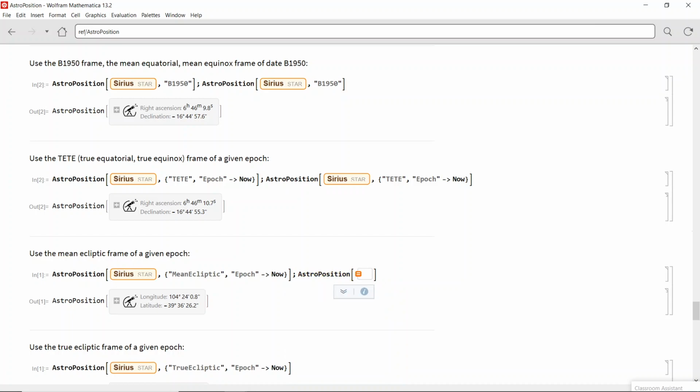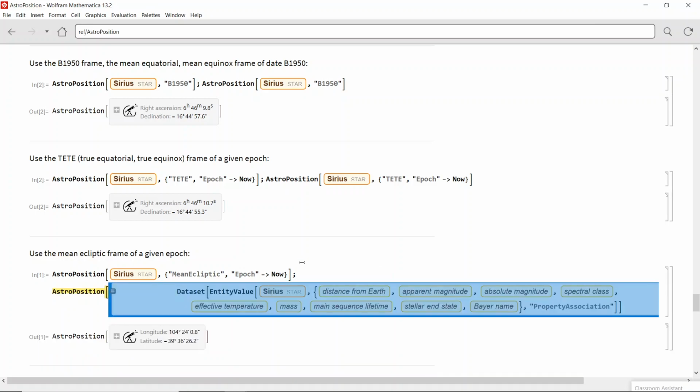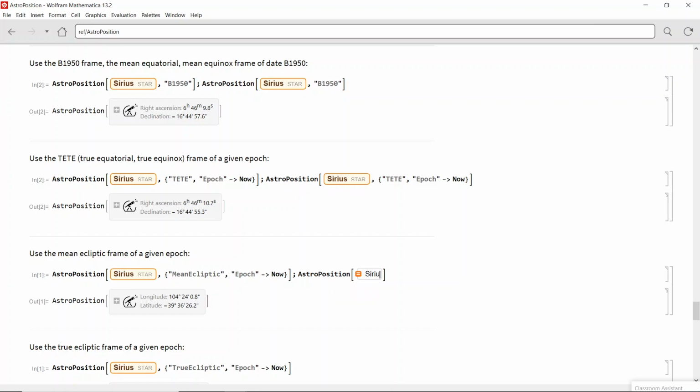AstroPosition Sirius, mean ecliptic, epoch, now.